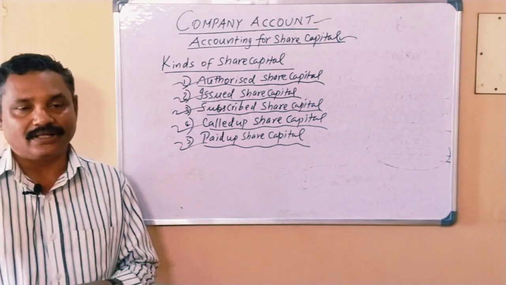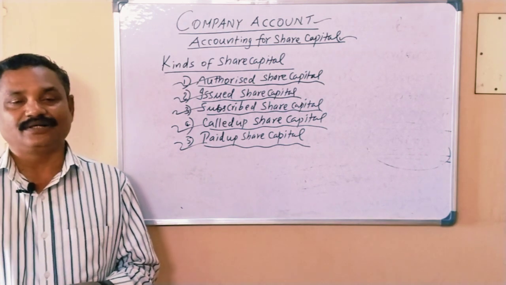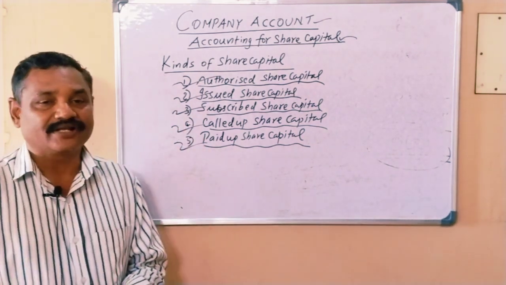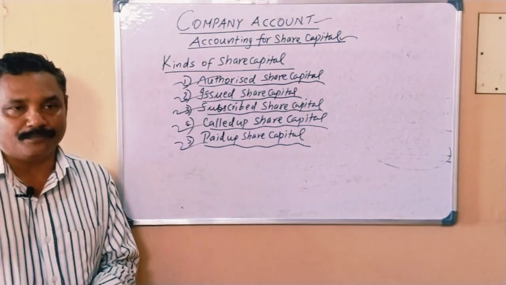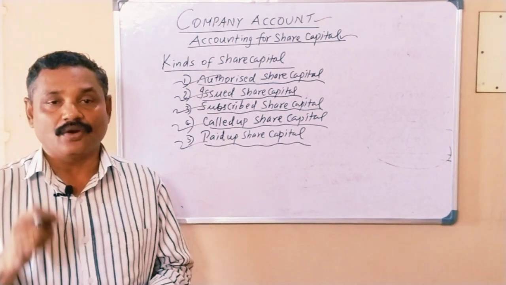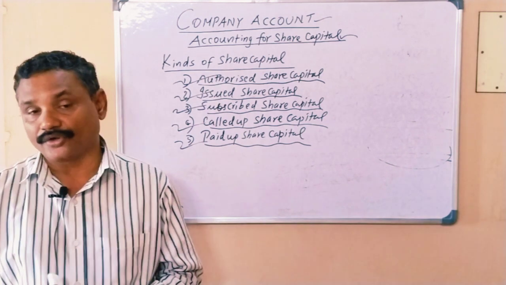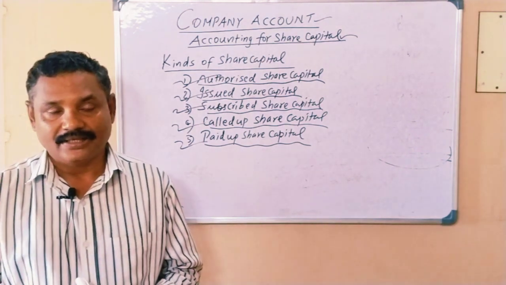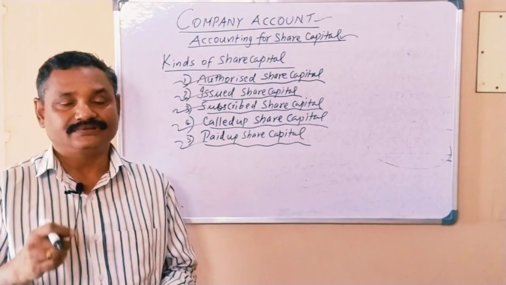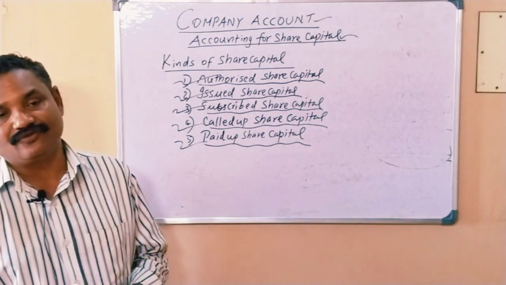So now we are studying the different types of share capital structured by the company. First one, authorized share capital. Dear students, this is very simple. Authorized share capital is the total share capital of the company at the time of its registration. In order to get a company registered, there will be a target for the minimum share capital to be registered as per the Companies Act 1956.